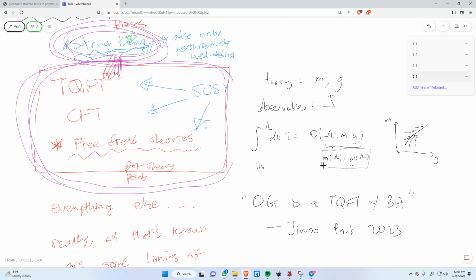So basically, it would be very prudent to study the quantum field theories that we can rigorously understand, which is TQFT, CFT, free field theories.